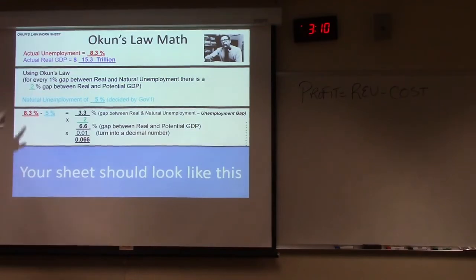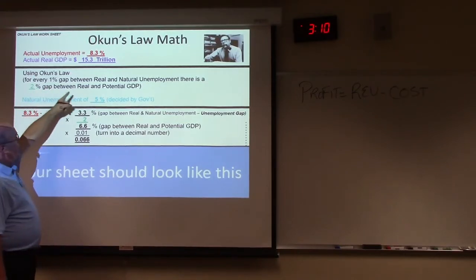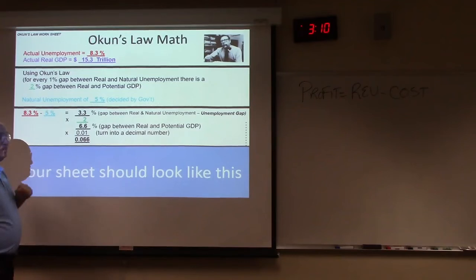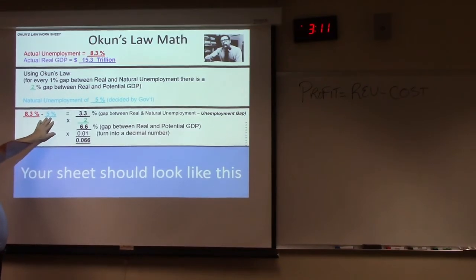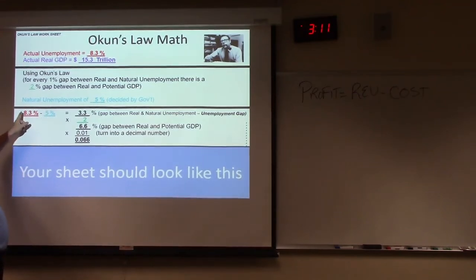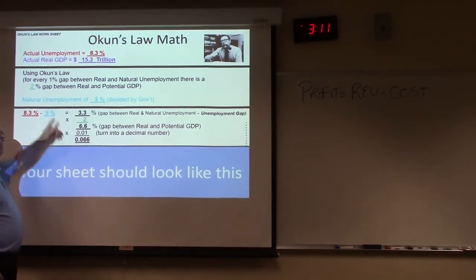So let's take a look at that worksheet. We have actual unemployment, 8.3%. Actual real GDP, 15.3. Those are the ones I gave you. Okun's Law: for every 1% gap between natural and real, there's a 2% gap between real and potential. That's his law. Natural unemployment rate, 5%, decided by the government. So those two areas are all givens. Now we take a look and do the math. 8.3%, 5% natural unemployment. How did we figure out the gap? Well, we subtracted this from that, and we came up with 3.3%. Now, you have to double that. Remember that 2%, so we multiply that 3.3 to 6.6, and we go ahead and we get a percentage.